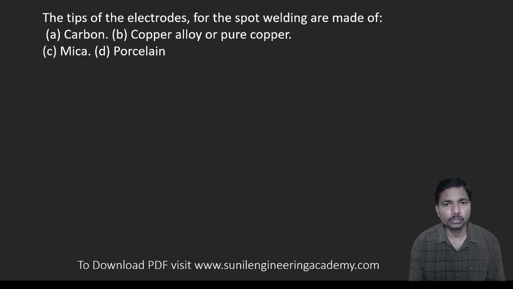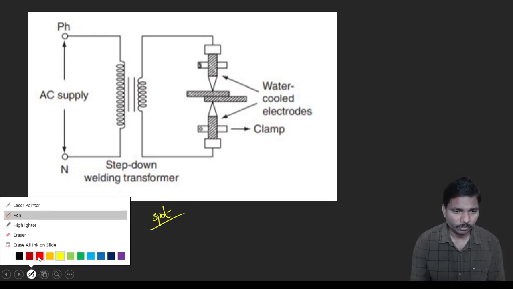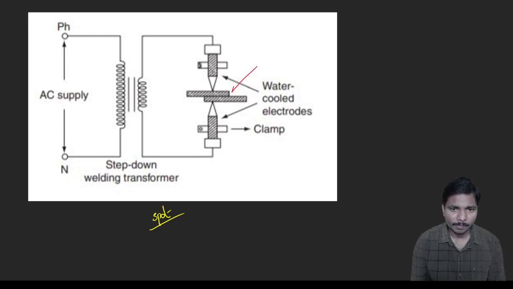The tips of electrodes for spot welding are made up of dash. These may be copper alloy or pure copper, because only then can they take a lot of current through them. So this is the spot type of welding. Here we can join the metal sheets, but we may not get a waterproof joint. If you want a waterproof joint, we require some pressure. In that case, we go with the seam type of welding.